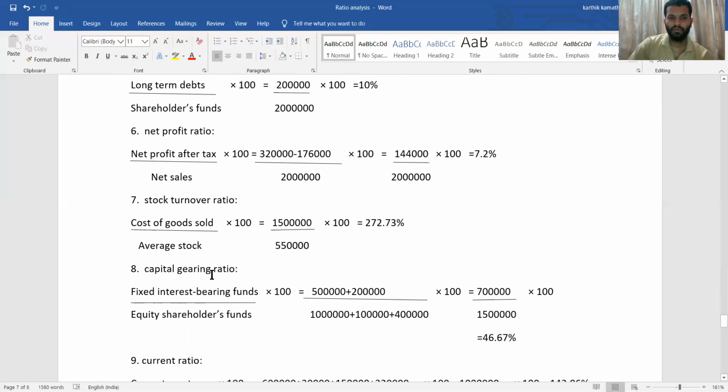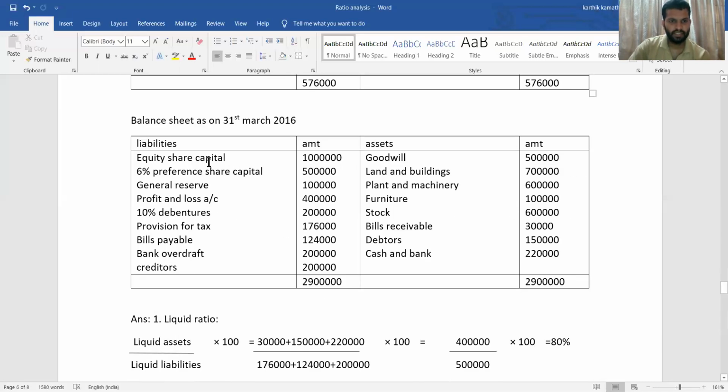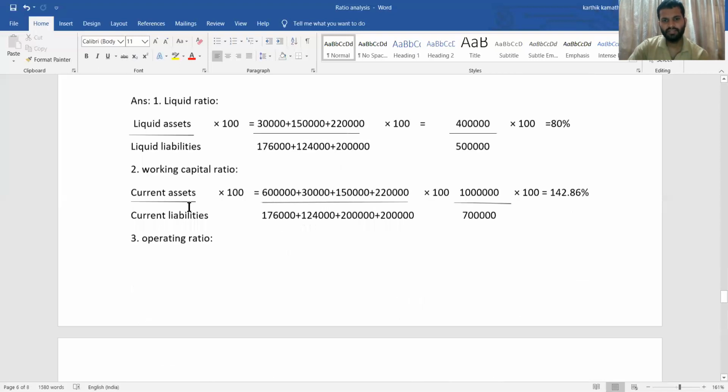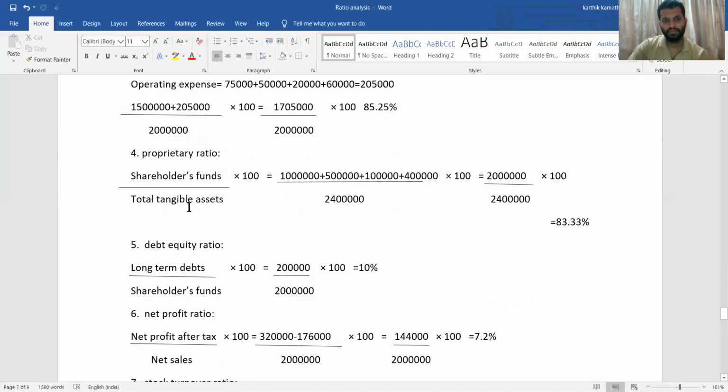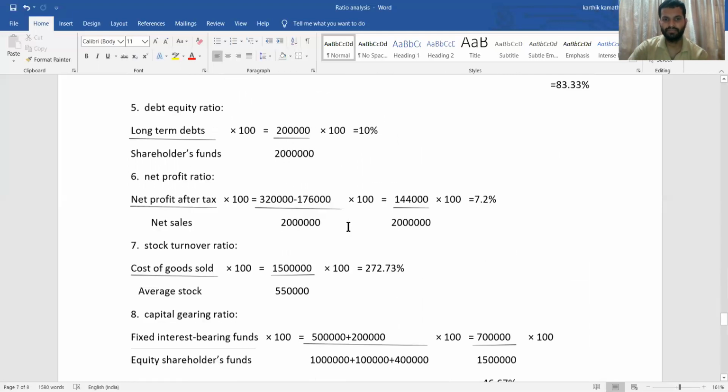Next is capital gearing ratio. Capital gearing ratio is equal to fixed interest bearing fund divided by equity shareholders fund. Once you see the liability side, the fixed interest bearing funds are only preference share capital and debenture. So preference share capital 5 lakh plus debenture value is given. So total will be 7 lakh as your fixed interest bearing fund.